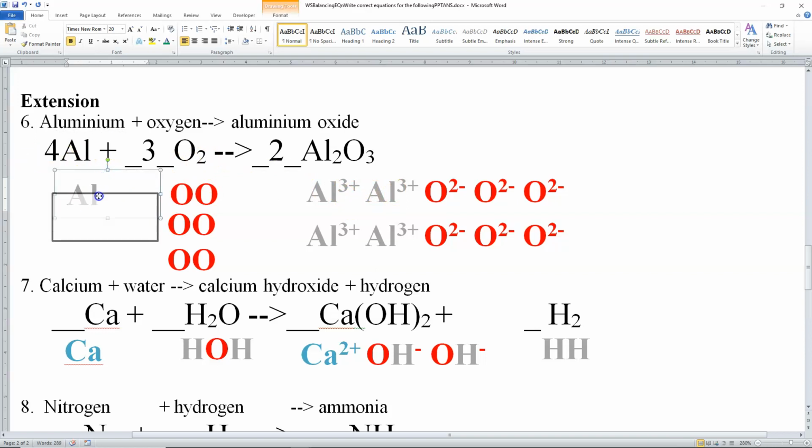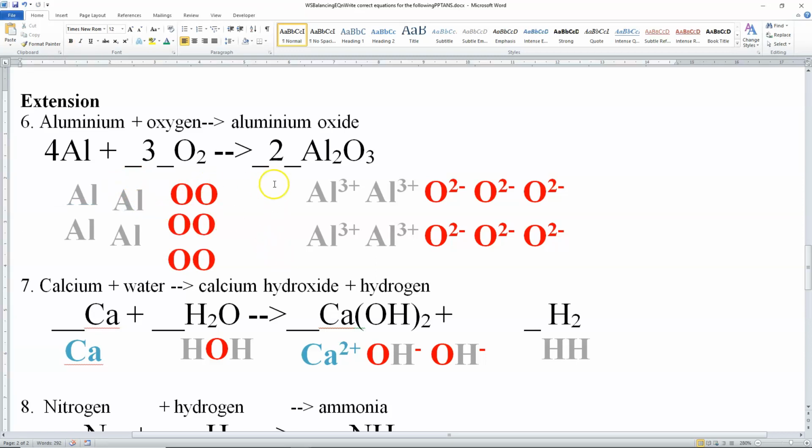And we would now do 1, 2, 3, 4. And that's our balanced equation.